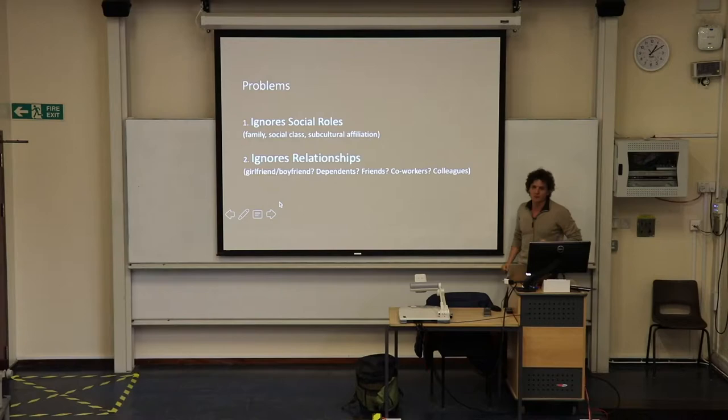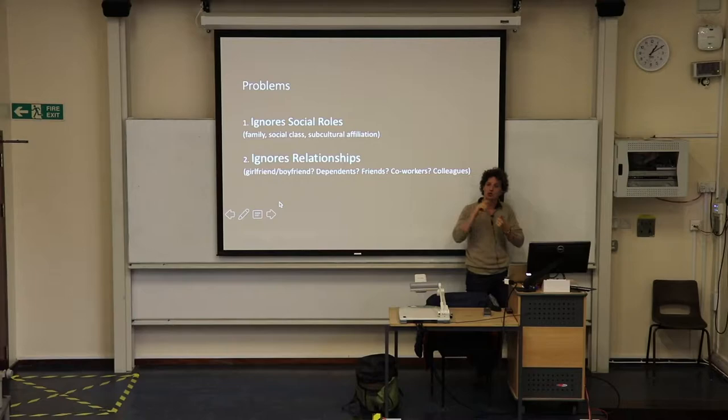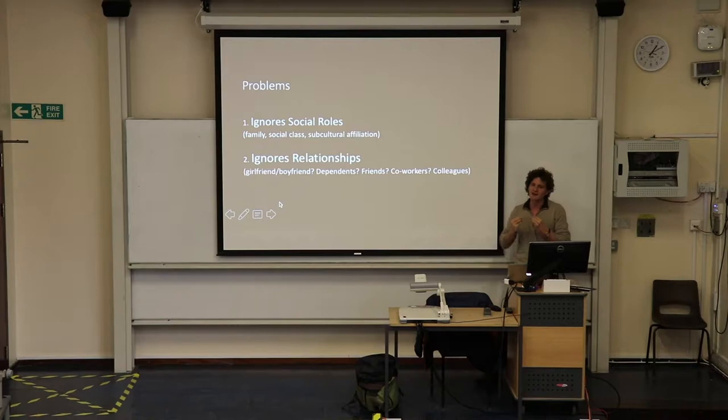What's the problem with the neoclassical model of actorhood? Well, one problem is that it ignores the idea that people have social roles. People may belong to a certain religion. They might be part of a certain subculture. They may be goths or vegans. They may be Jewish or Muslim. Certainly all these positions that people have in society should affect the way they transact economically.